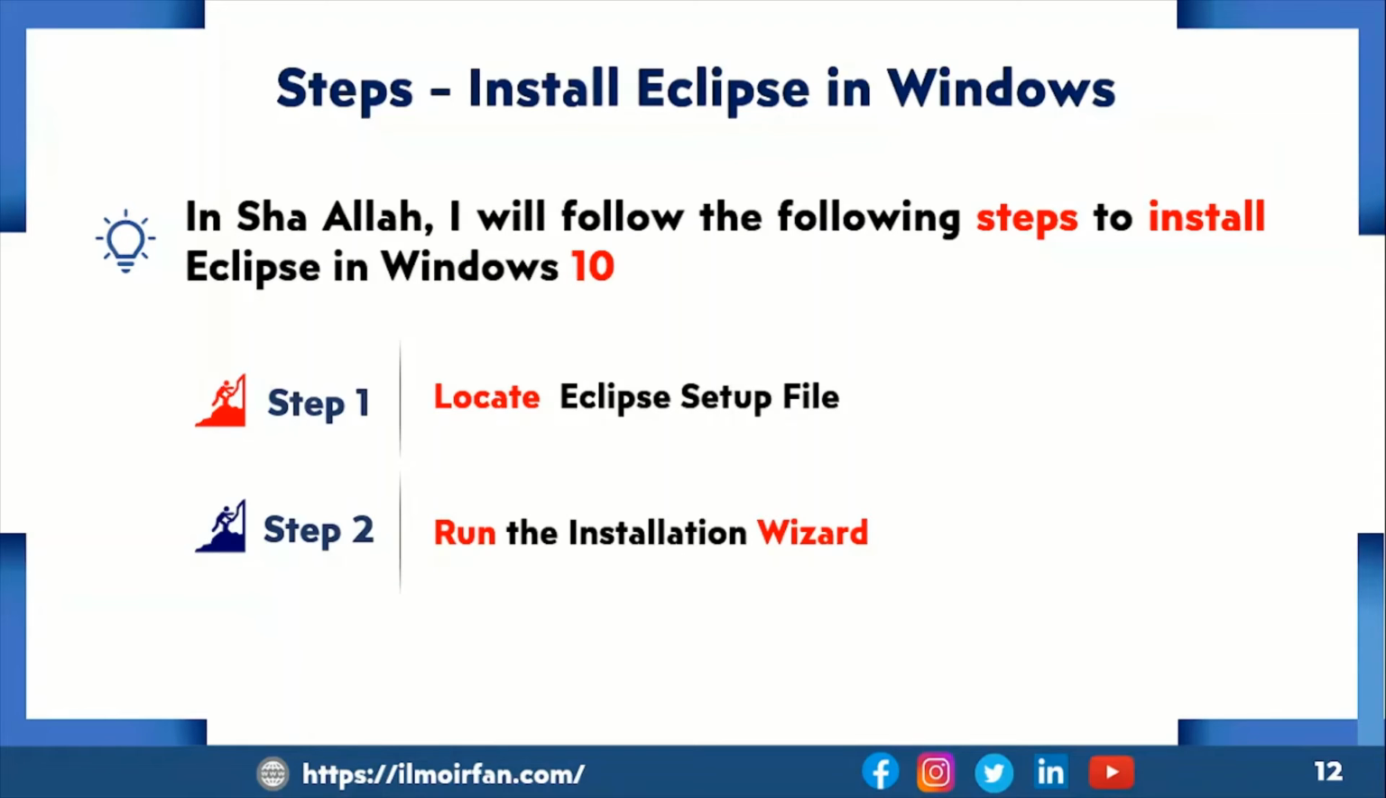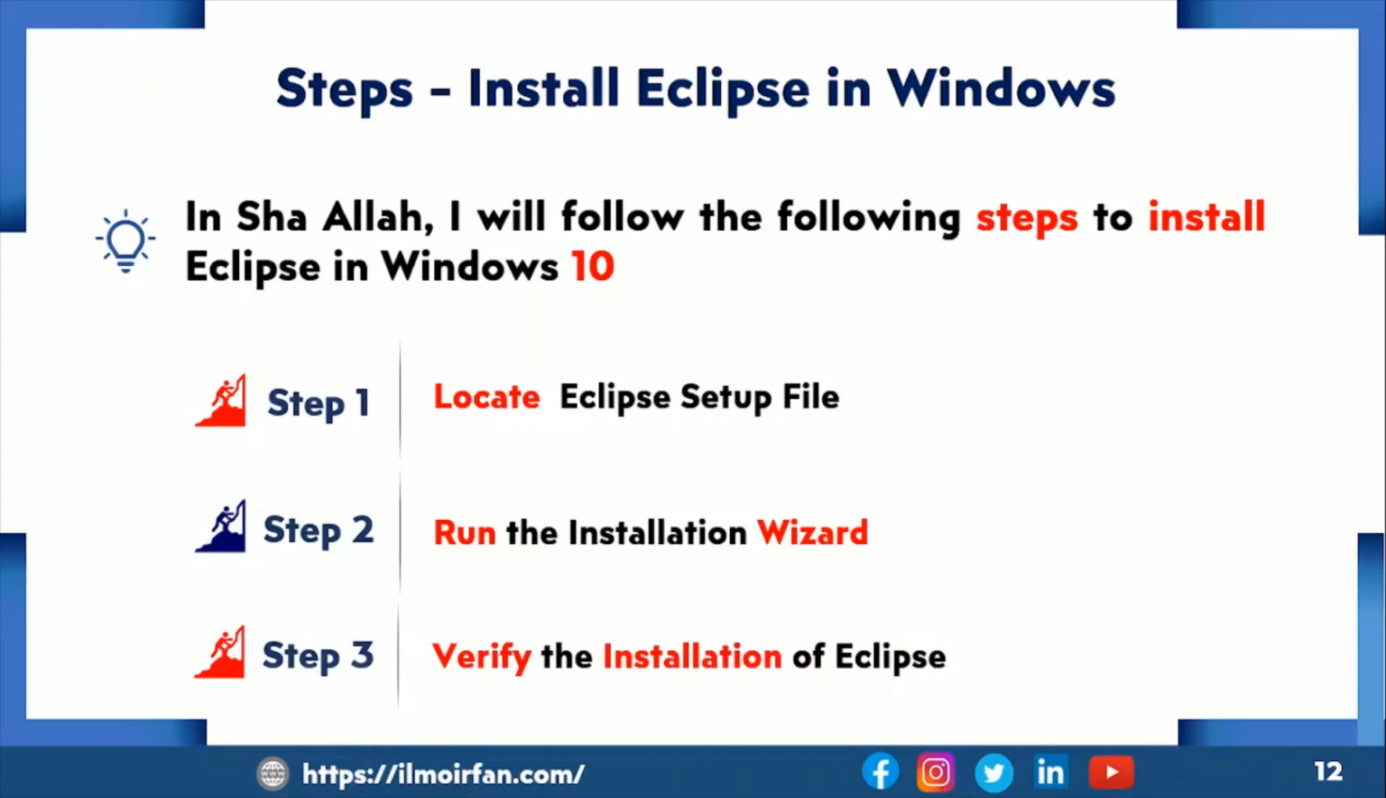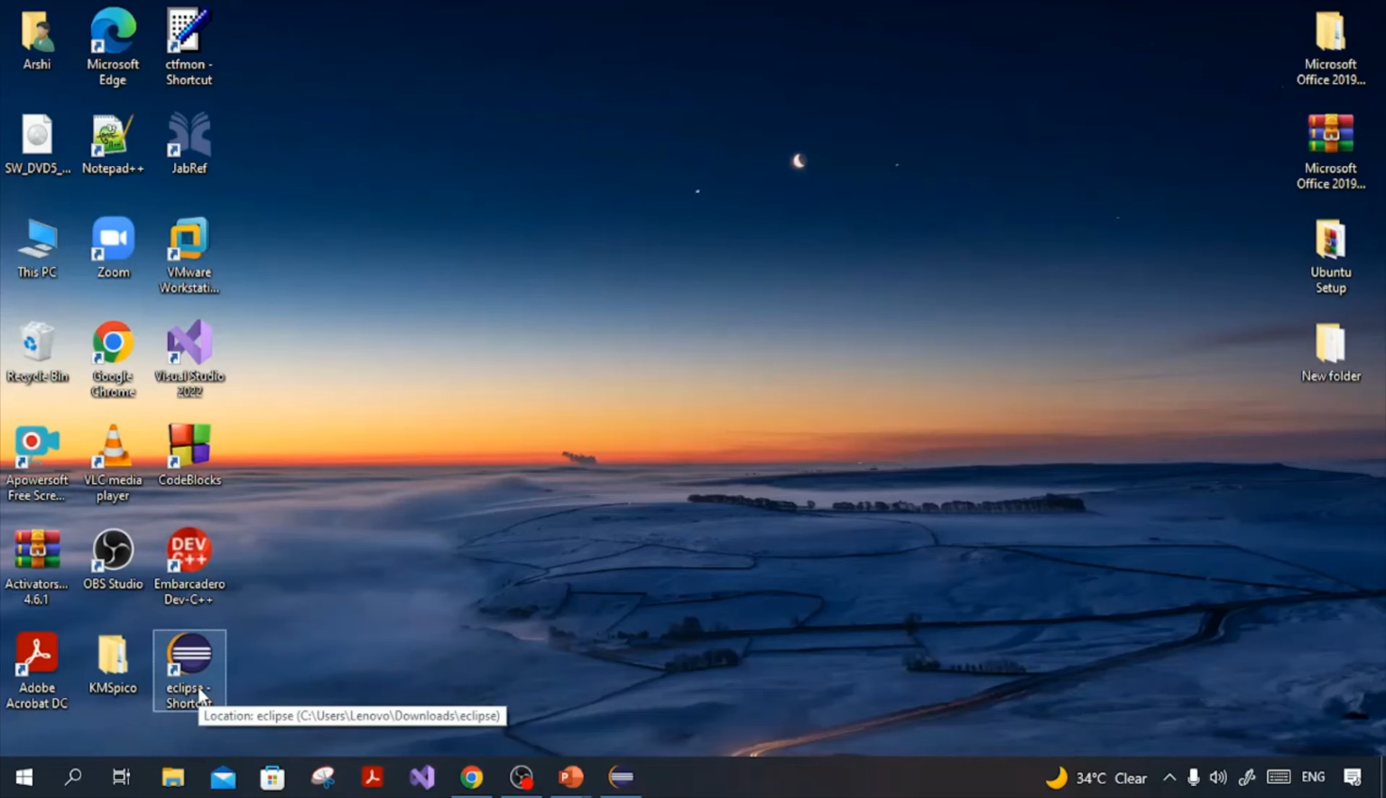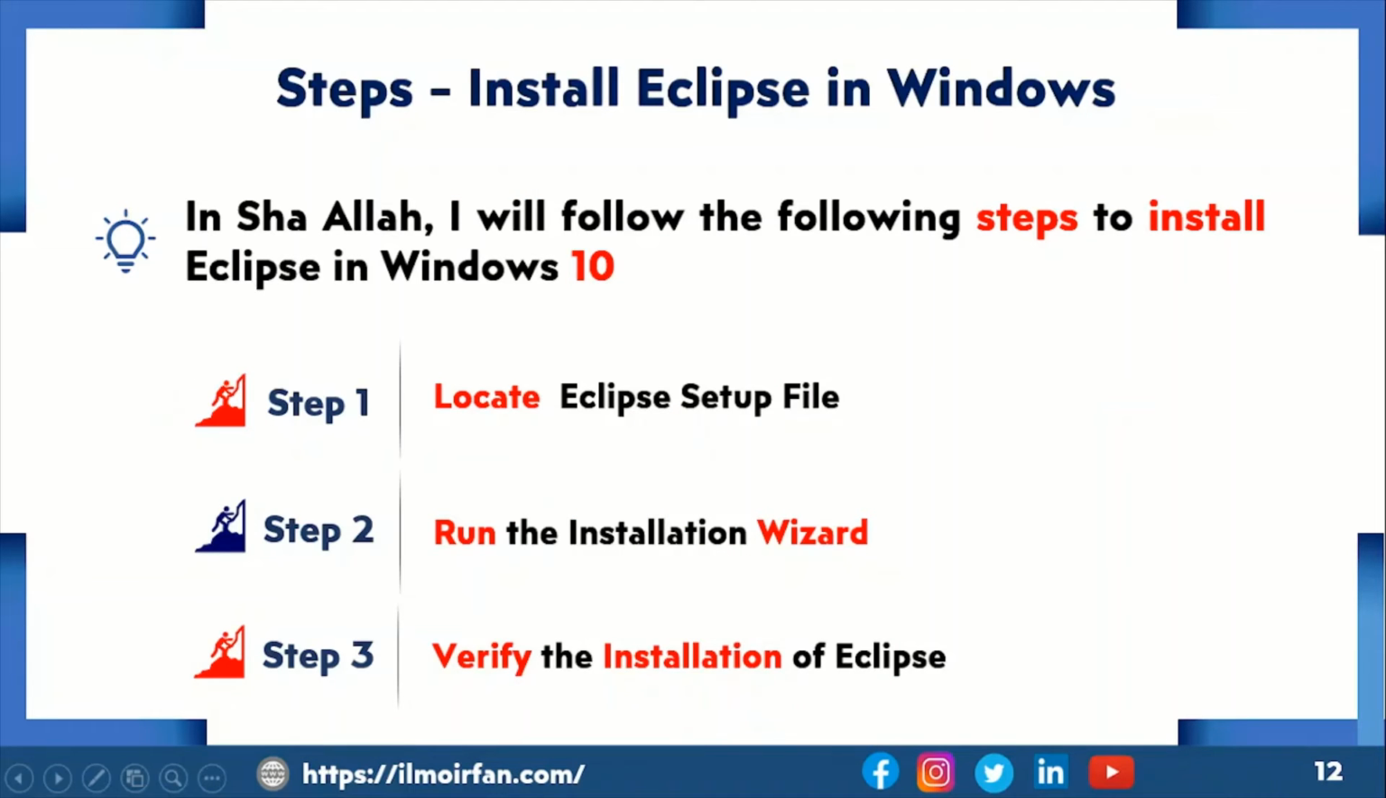Now let's move to the third and final step, that is verify the installation of Eclipse. To complete this step, I will move to my desktop screen by using Window plus D key. Here you can see the shortcut of Eclipse has been created. To summarize, I used a three-step process to completely and correctly install Eclipse in Windows 10.